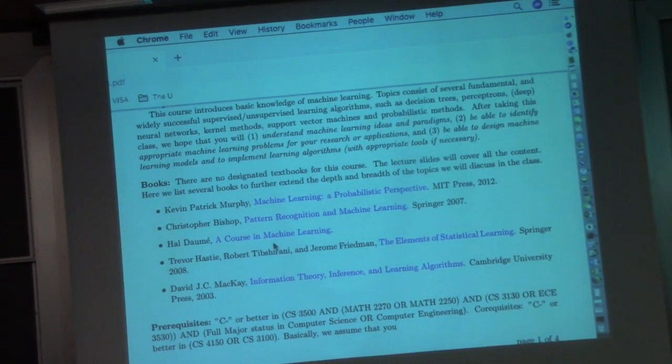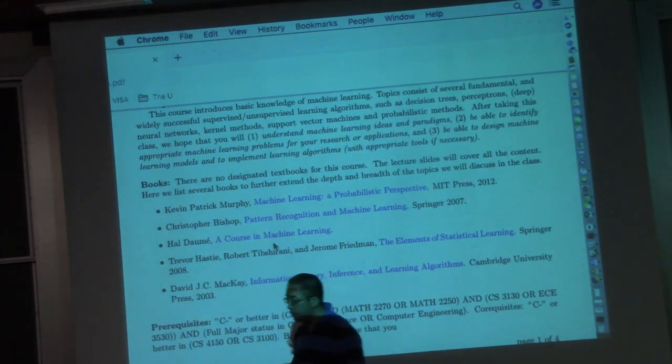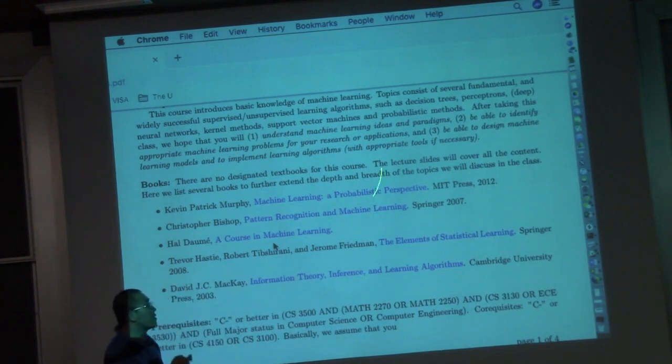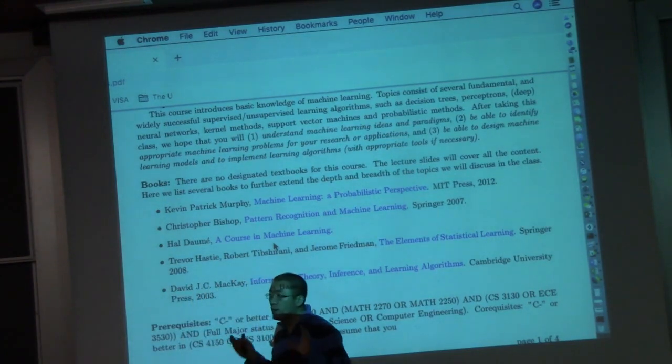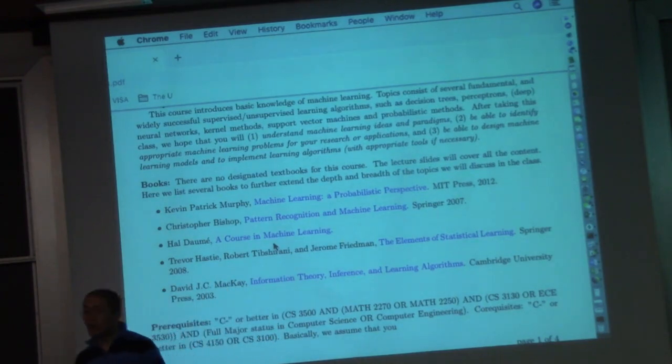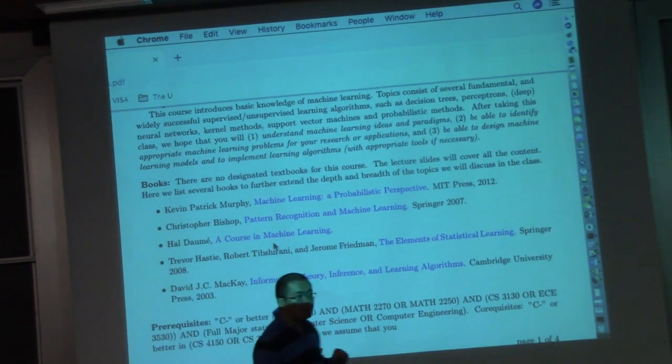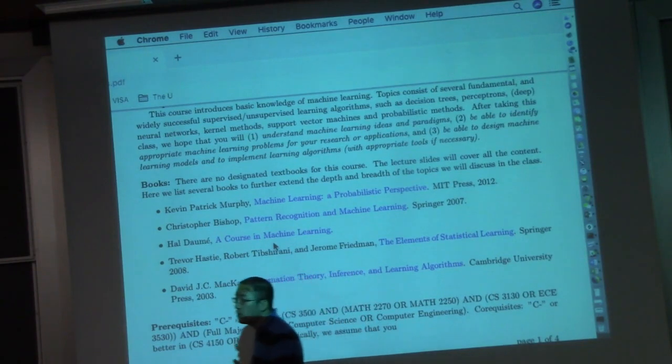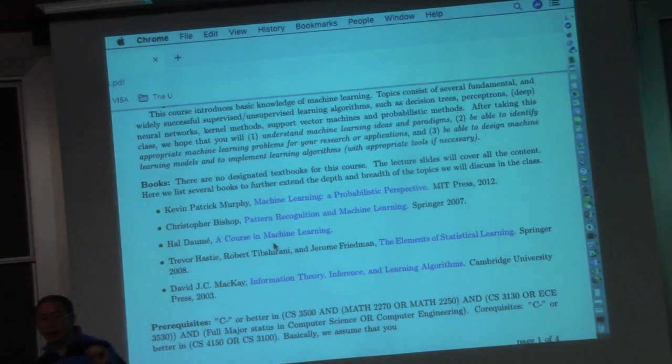So, any questions so far? Okay. So here are the books. There are no designated books for this class, and all the lecture content will be covered in the lecture slides. After each lecture, the lecture slides will be released on the course webpage. Later I will show where the lecture slides are uploaded. If there are extra materials, we'll upload them to Canvas as well as the course website for you to download. We will also share the link to the lecture video.